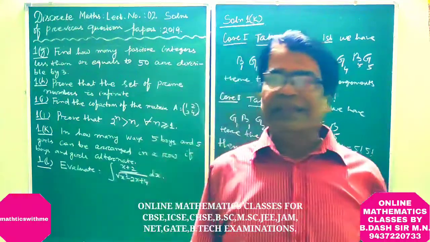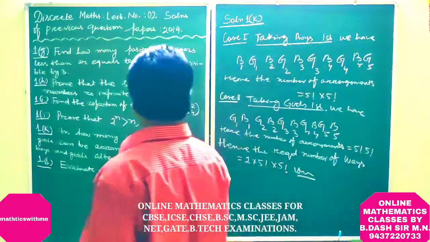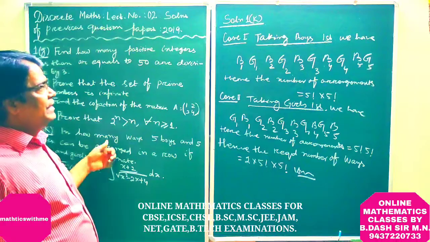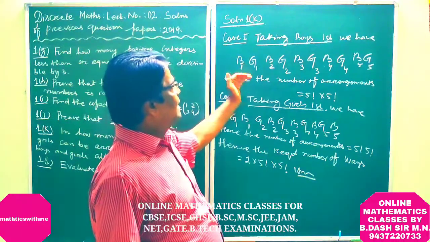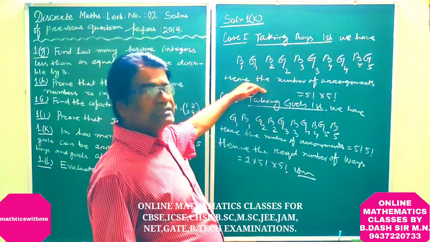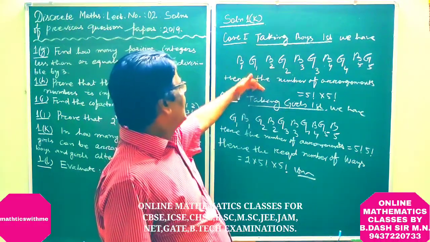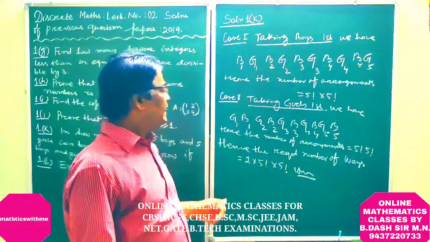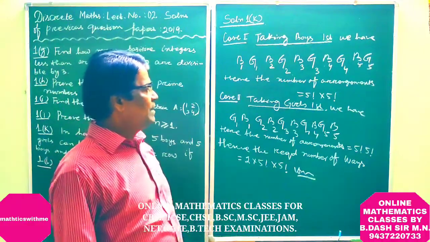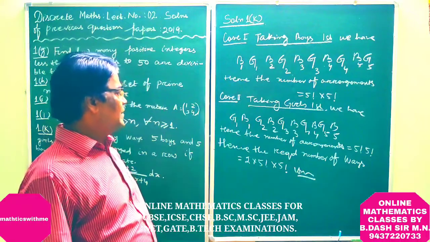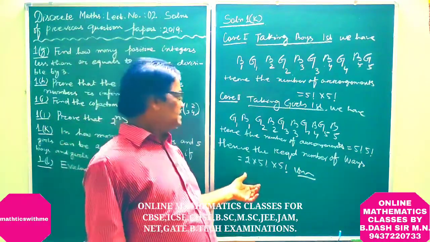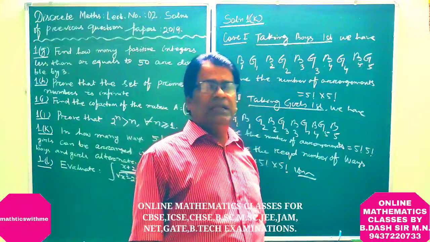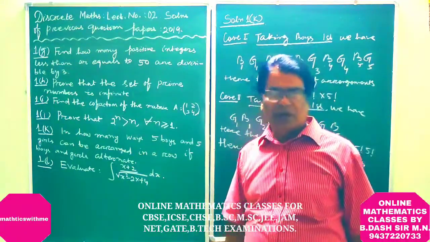So here the question is, in how many ways can 5 boys and 5 girls be arranged in a row if boys and girls alternate. So taking first boy then girl, the total number of arrangements in this case will be 5 factorial into 5 factorial. Similarly, taking girls first, the arrangement will be like this. And here we also have the number of arrangements 5 factorial into 5 factorial. So the total number of ways by which they can be arranged is equal to 2 into 5 factorial into 5 factorial. Answer. With this, question number 1K is solved.